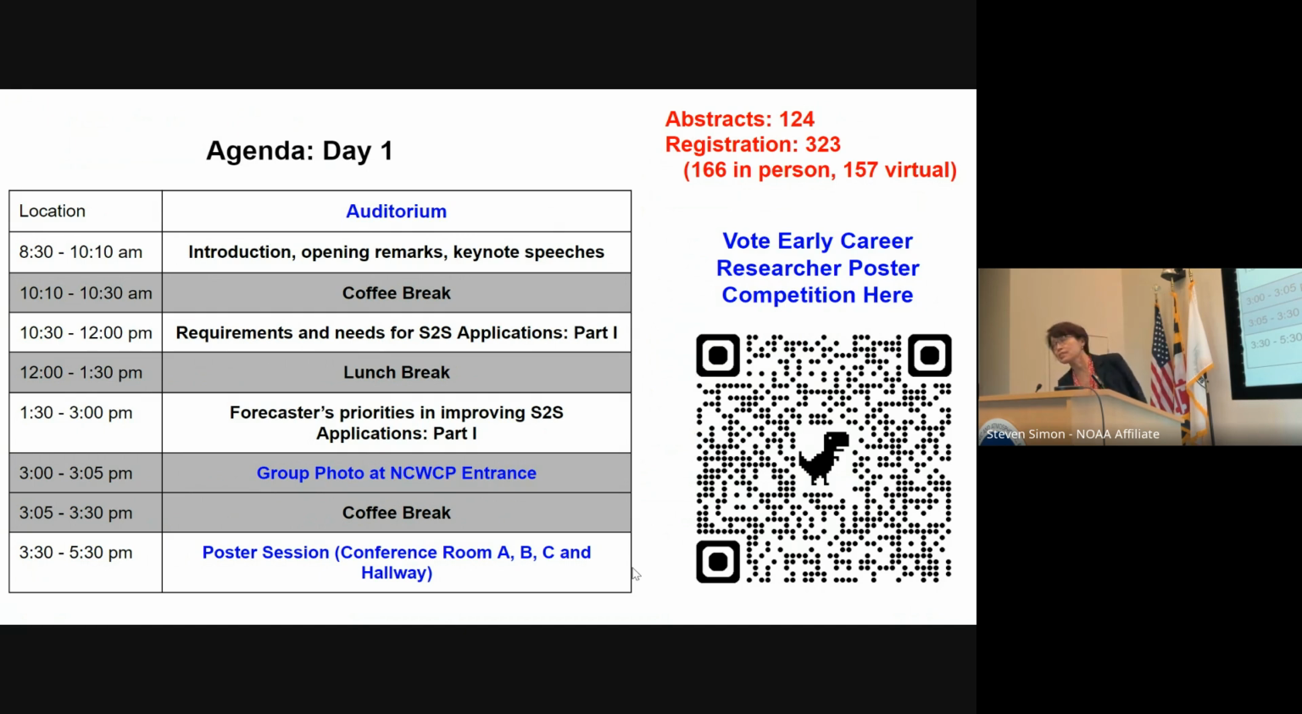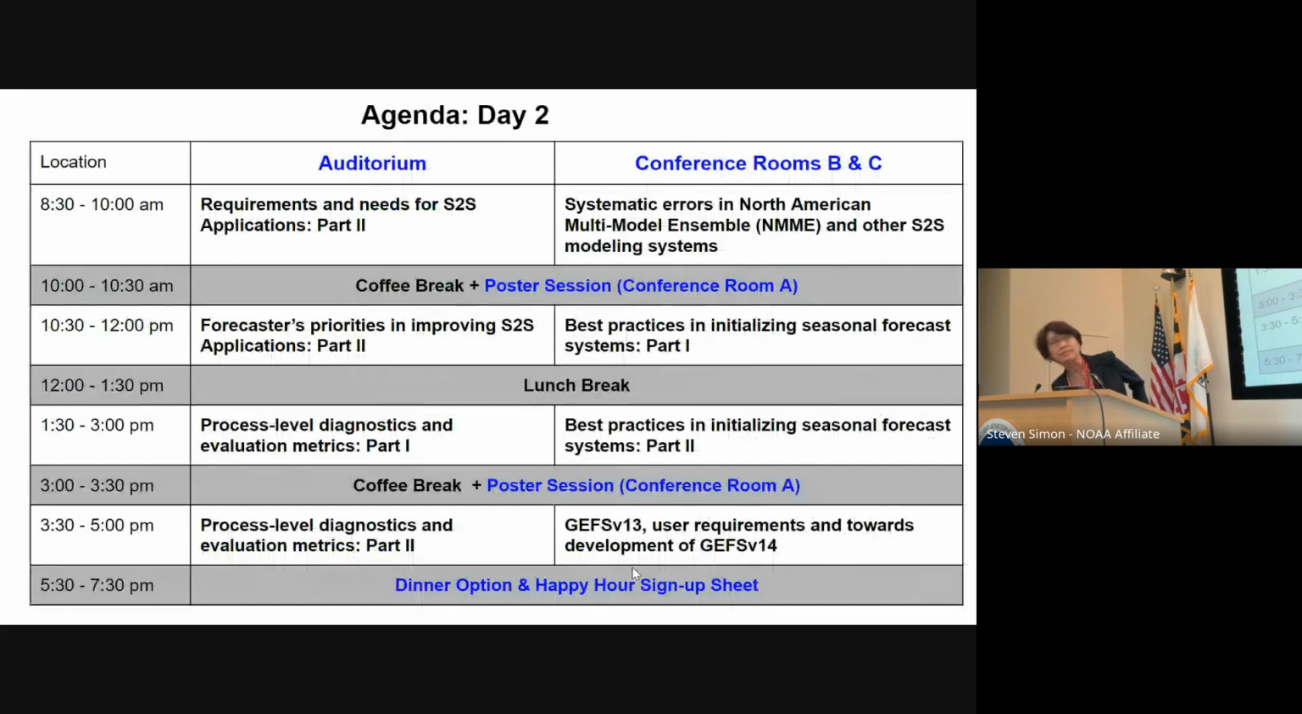So we got a tremendous interest in the workshop. We got 323 registrations with 166 in person. We got 124 abstracts. So the agenda is going to be very busy because we try to do oral and poster. On posters, we want to encourage folks to read the posters to have this competition. Welcome you to provide your judgment. One thing at 3 o'clock, we'd like to take group photos outside of this building. Then the afternoon is the poster session.